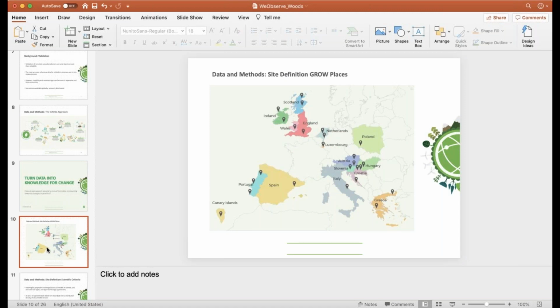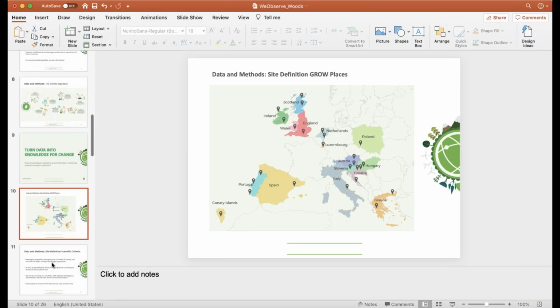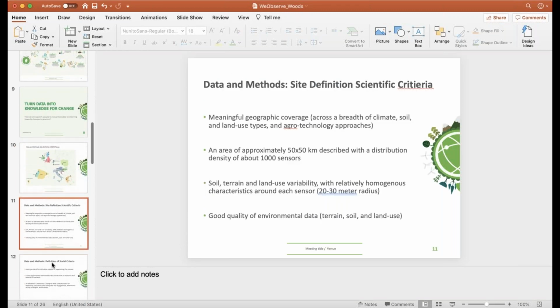Essentially, we had a site definition for GrowPlaces, 24 sites altogether throughout Europe, and you can see a map of them here. We had both scientific and social criteria in order to select our sites. So, meaningful geographic coverage across the breadth of climate, soil and land use types, and agro-technology approaches, from larger farms and community farming down to those that were interested in permaculture, etc.